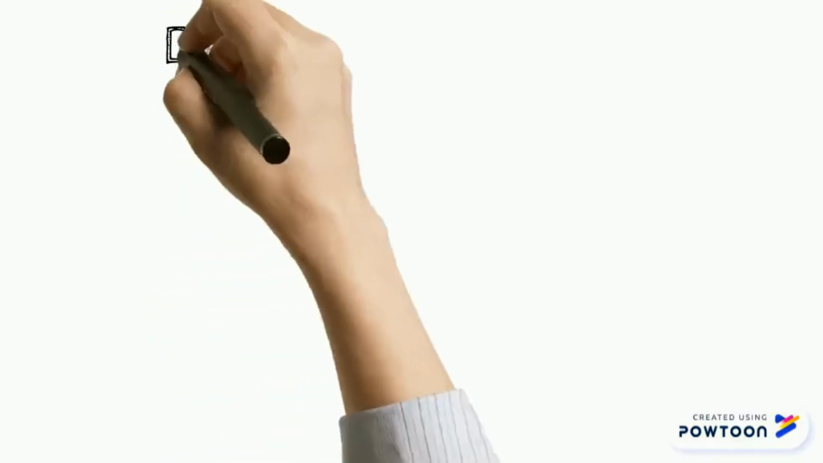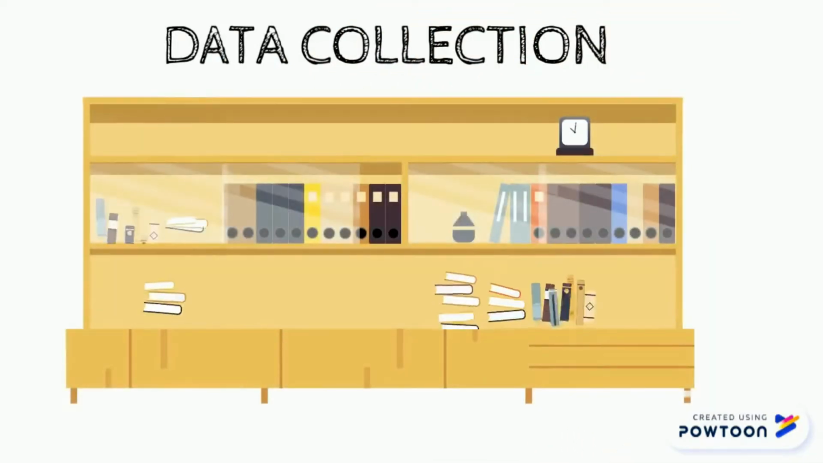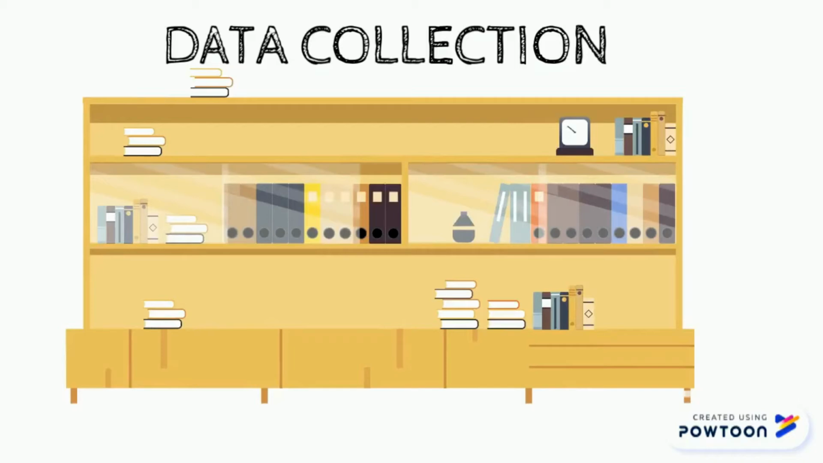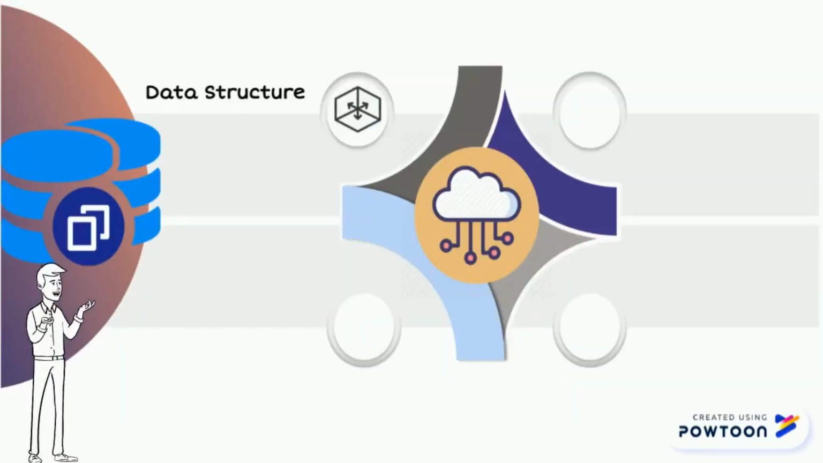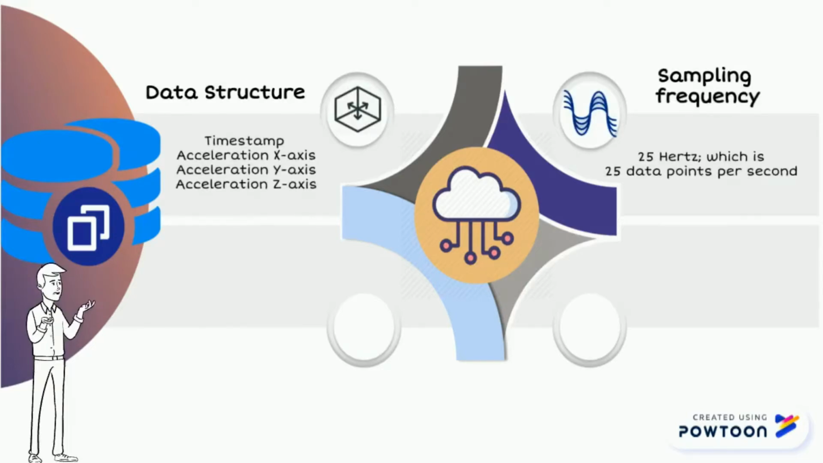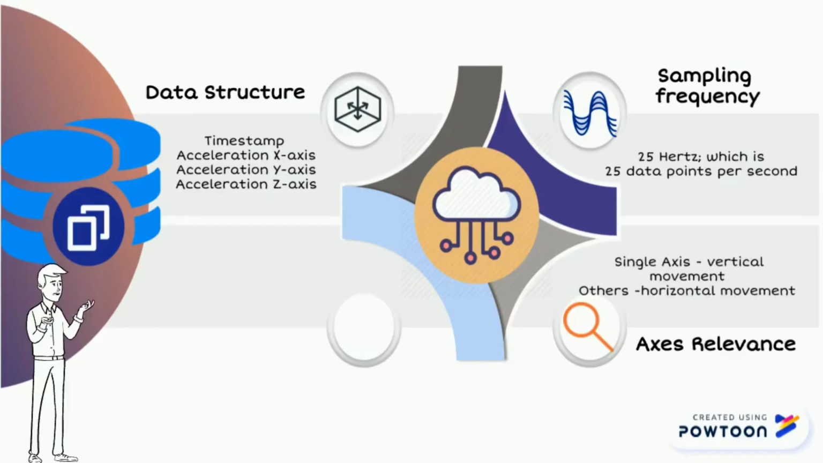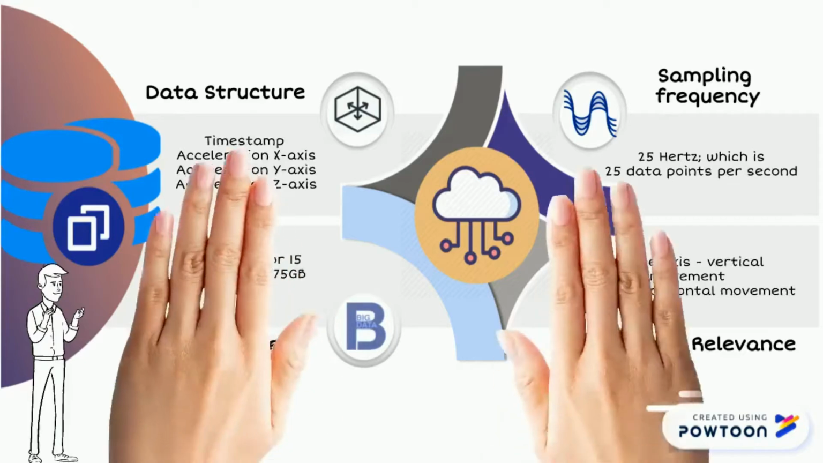Now comes the data collection phase. Thanks to Technical Safety BC, we obtained accelerometer data spanning across 15 different lifts for 2 months. The data structure includes triaxial accelerometer data along with the timestamp. Sampling frequency was 25 Hz, which is 25 data points per second. A single axis in the accelerometer helps us identify vertical movement, whereas the other two signify horizontal movement. The volume of data was 75 GB, which of course is big data.